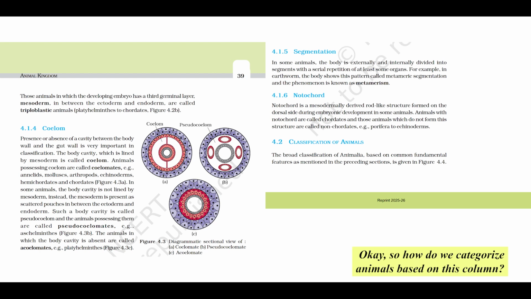Okay, so how do we categorize animals based on this coelom? Right, we can group them into 3 main categories. First, coelomates. These are animals possessing a true coelom.